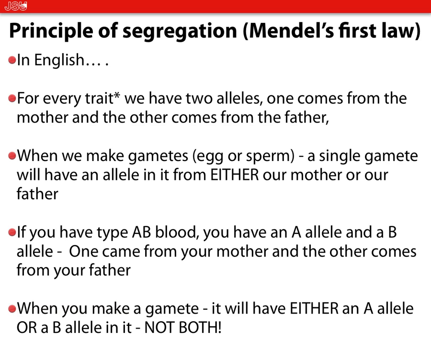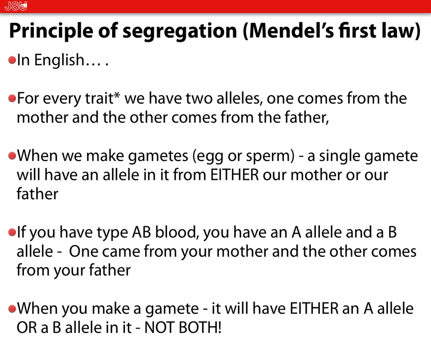It says for every trait, we are going to have two alleles. One comes from our mother and one comes from our father. Okay, you got blood type, right? Well, one allele for your blood type came from your mother. One allele for your blood type came from your father. Now, when we make our gametes, sperm for males, eggs for females, one of these alleles from either our mother or our father are going to find their way into that gamete.